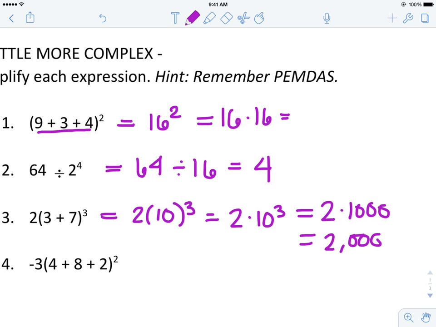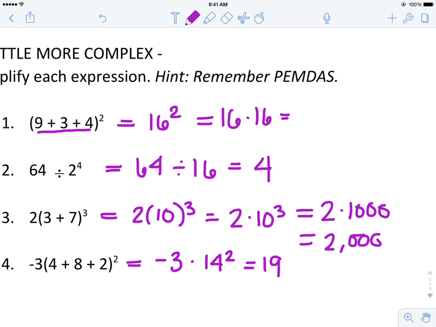There you go. Final one, we are going to add up everything in our parentheses to get 4 plus 8 is 12, plus 2 is 14. So 14 squared times 2. 14 squared is going to be 196.